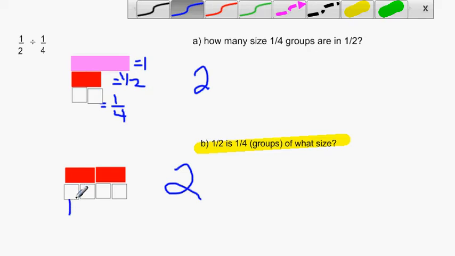1/2 is 1/4 of what size group? Well, if I have a group of 2, then my white would be 1/4 of that group. So again, my answer comes out to being 2.